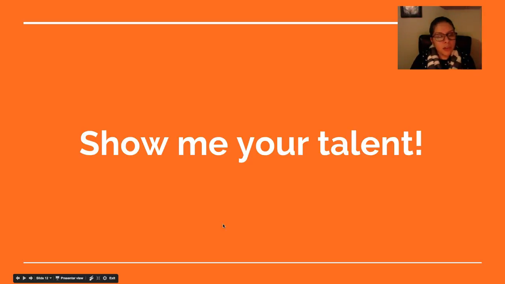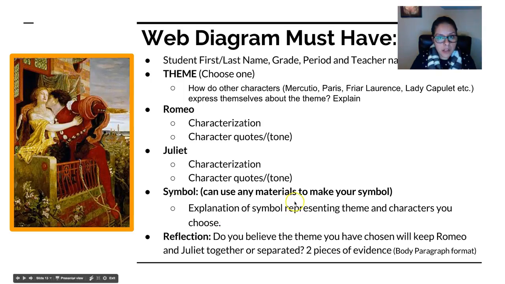So this is how you're going to show me your talent, okay? You're going to create a web diagram using Google Drawings, okay? And you need to include these main components: the theme, the characters, I chose Romeo and Juliet as an example, and a symbol and a reflection.